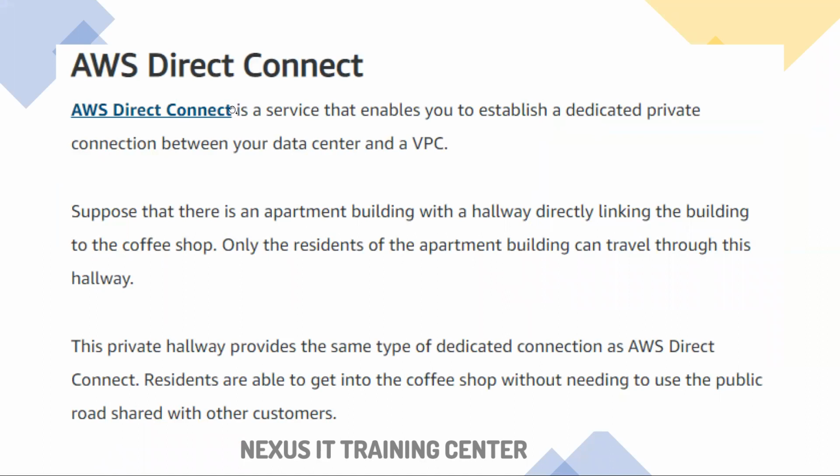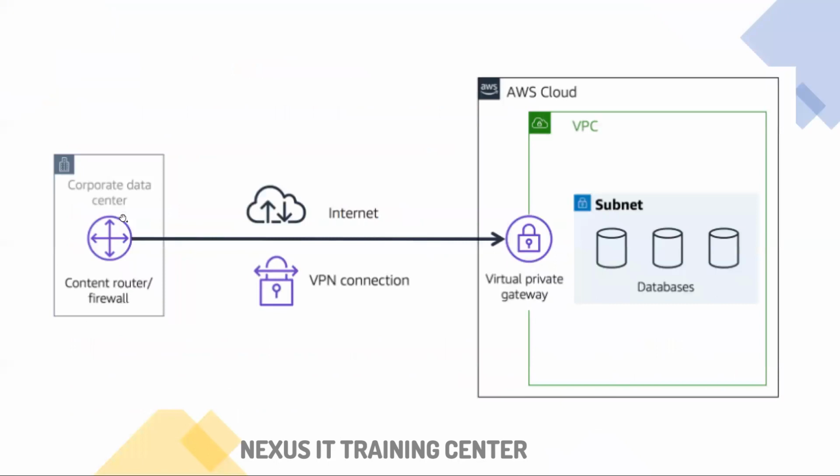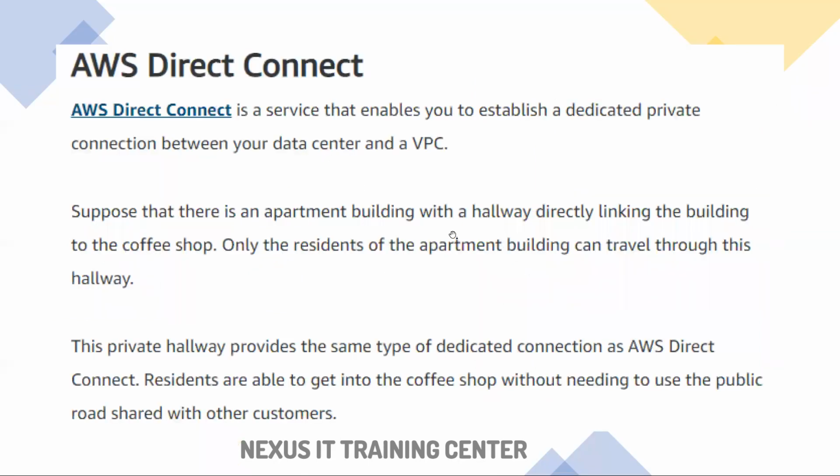What is Direct Connect? Direct Connect is a service which enables you to establish a dedicated private connection between your DC and VPC. Okay? So let's say ito, data center ko, ito VPC ko na nasa cloud, paano ko i-establish? Meron ding Direct Connect. Okay? Na hindi ka dinadaan ng VPN.